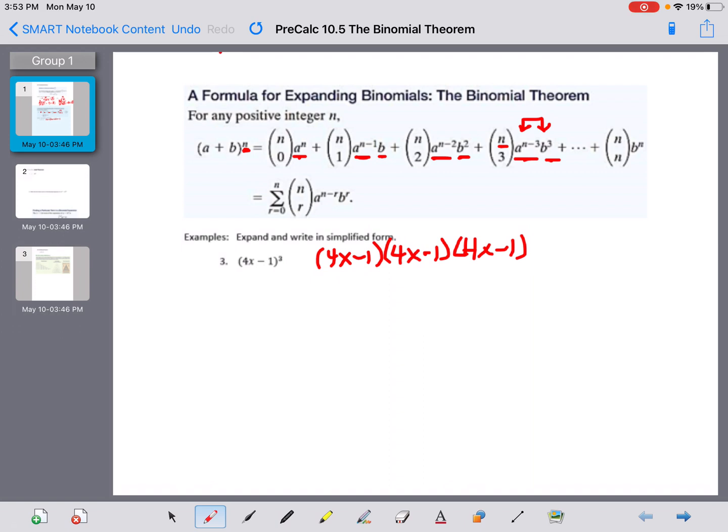So that's kind of where we're going with it. It's probably easiest if we just do our first example so you see where this is going with that, okay? So it says to get my first term, I'm going to take n, and in this case, my n is 3, okay?